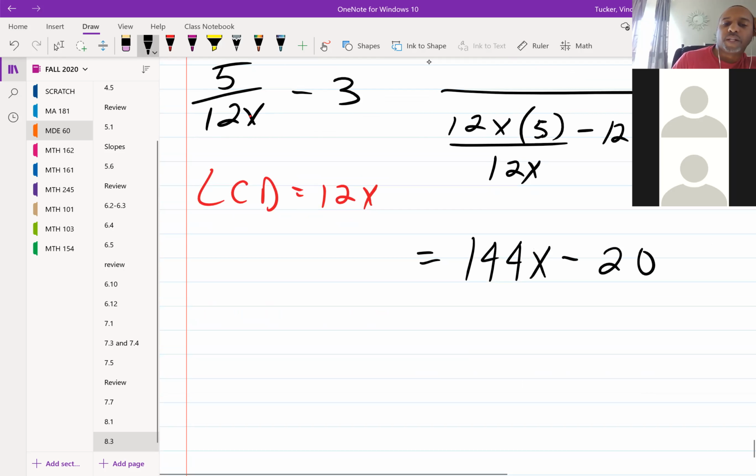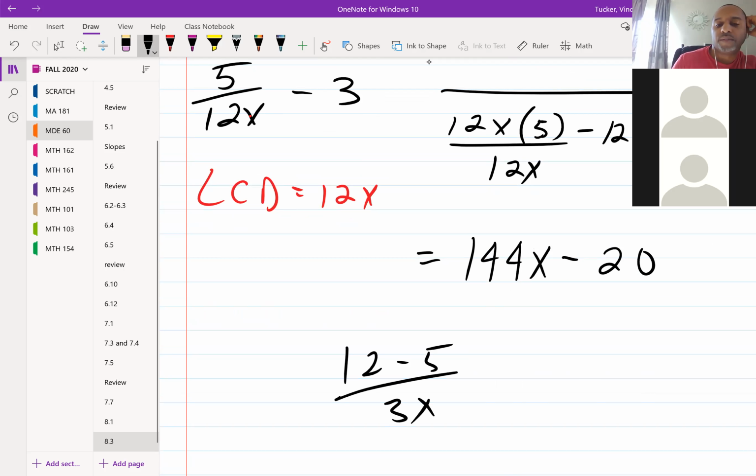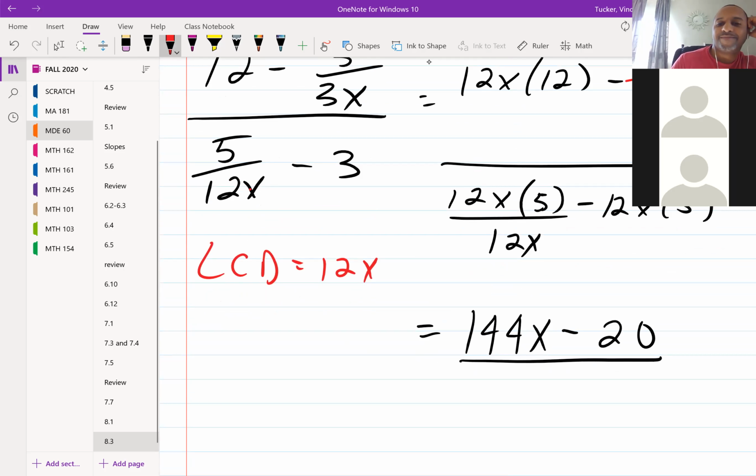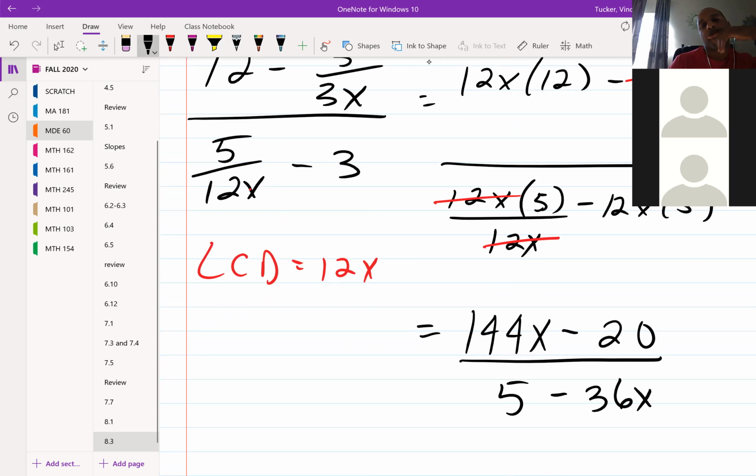Now if it was written like this with 3x under both of them, then that's different. 12x cancels out completely here, leaving just 5. So for me to break it down, I got to compartmentalize each section, that 12x goes to each individual term.